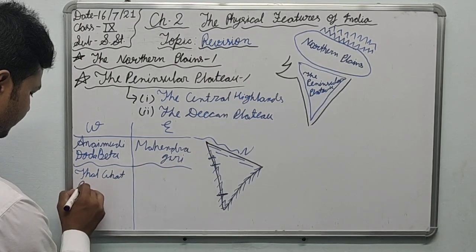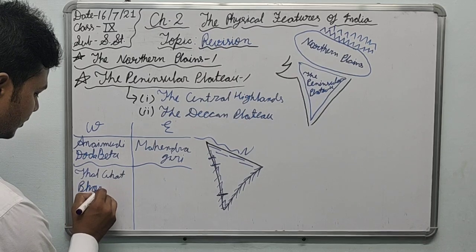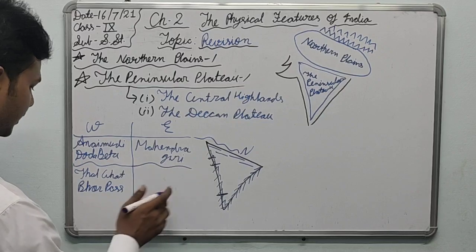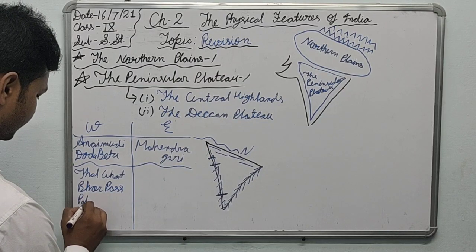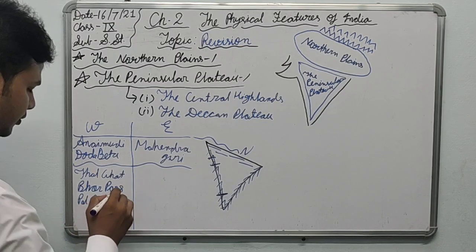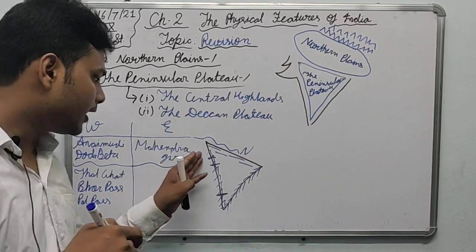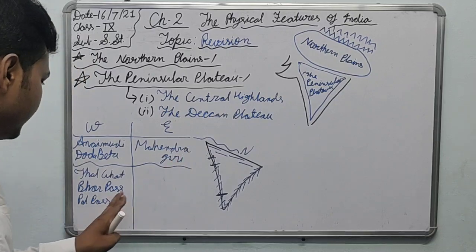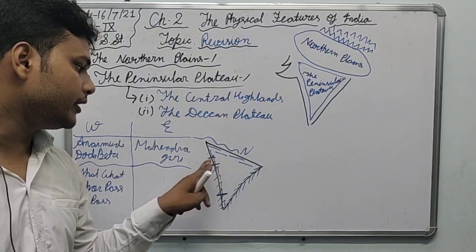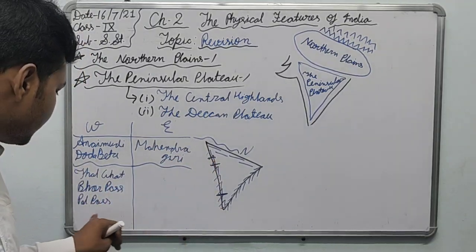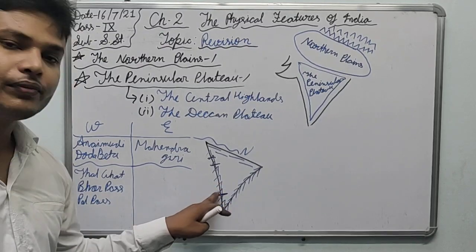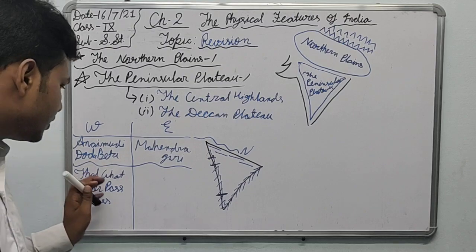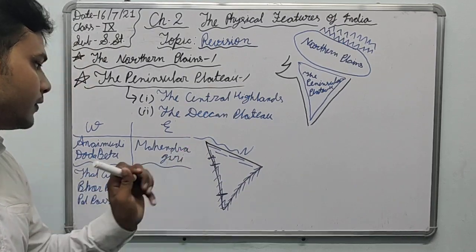Second is known as Bhor Ghat or Bhor Pass, and the last one is known as Pal Pass. You have to remember that Thal Pass connects Mumbai to Nasik. Bhor Pass connects Mumbai to Pune, and the last one, Pal Pass, connects Kochi to Chennai. These were the 3 very important passes of the Western Ghats.